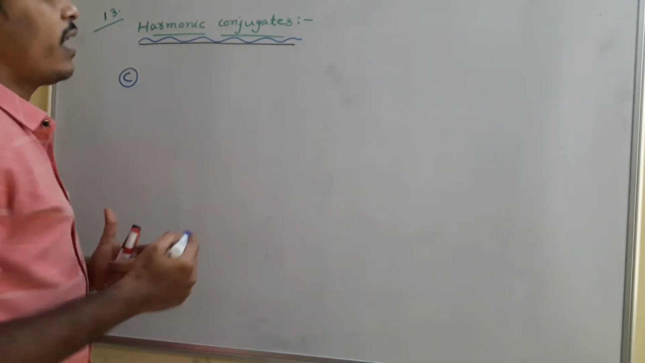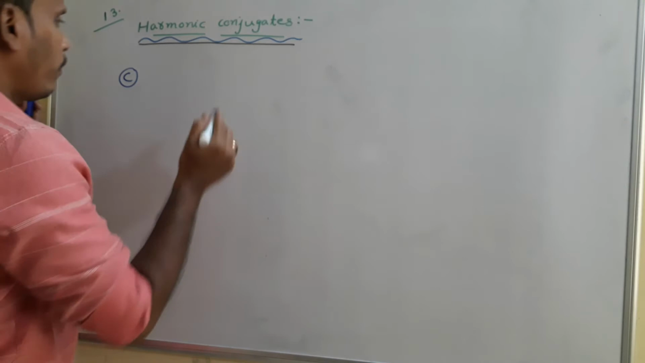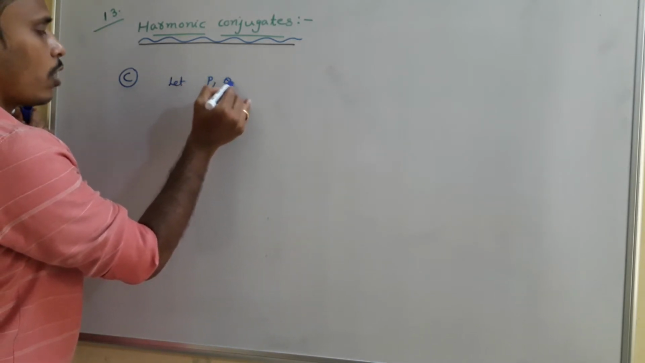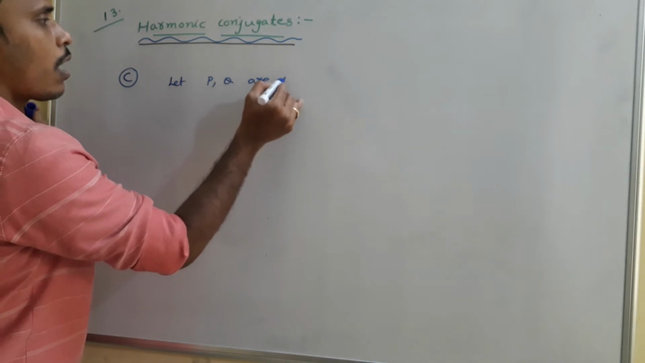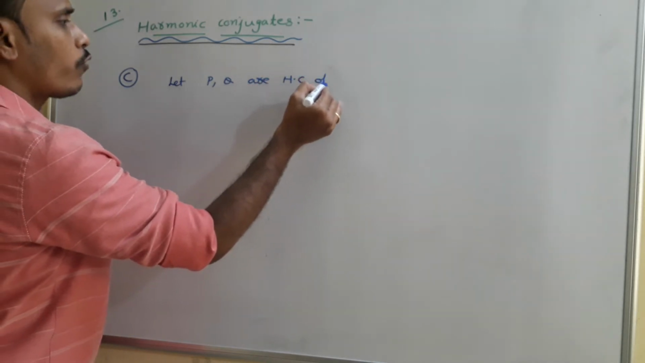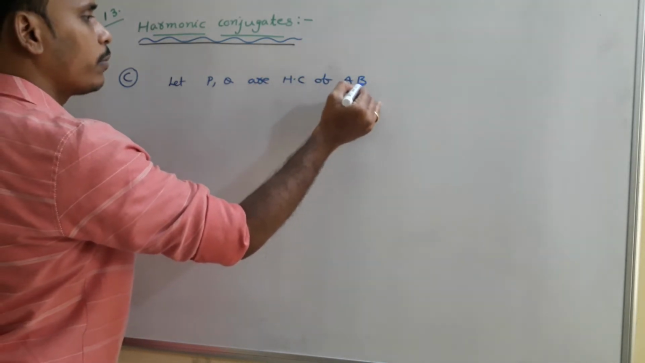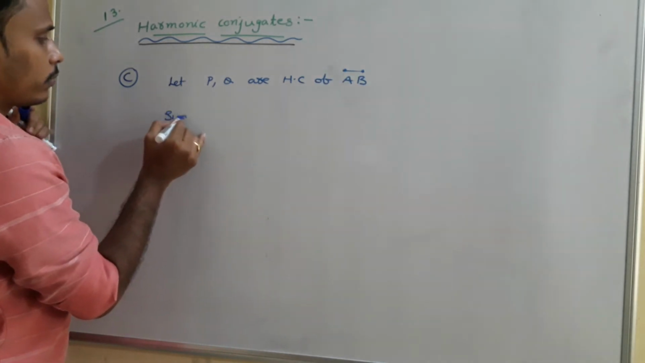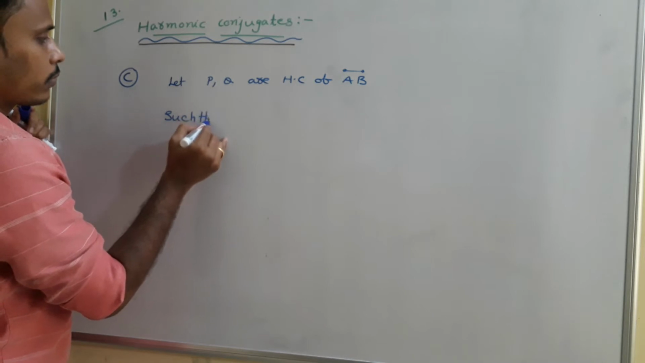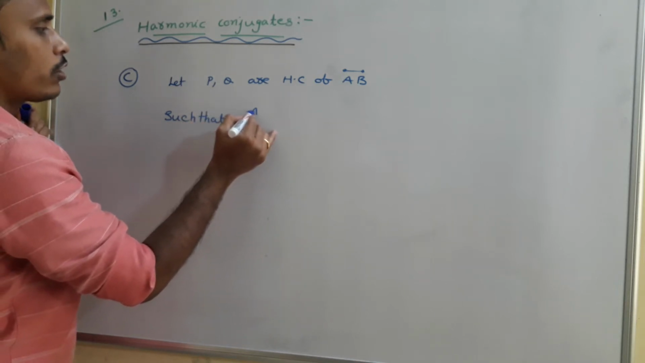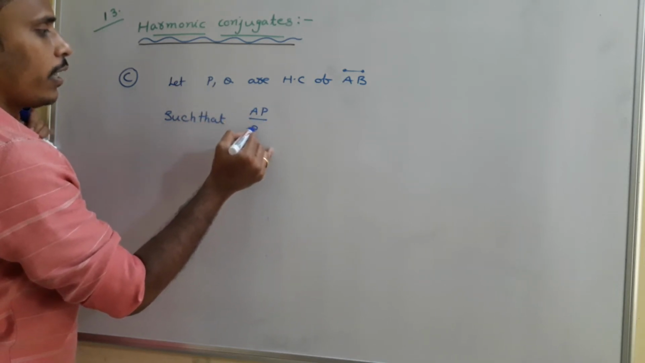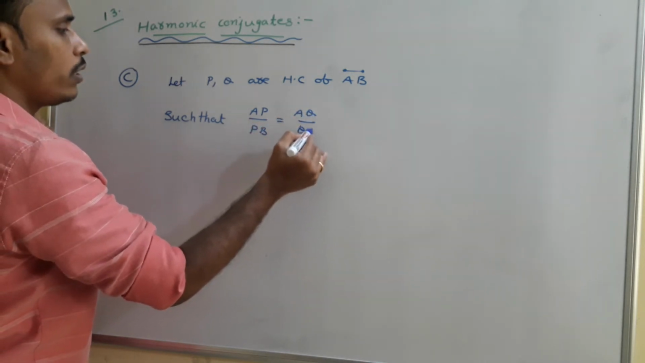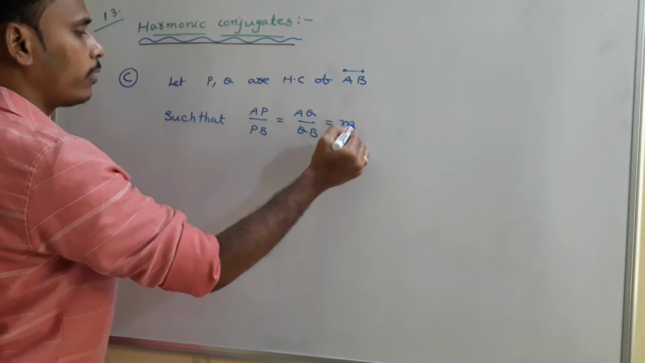So next idea related to the harmonic conjugate. First, let P and Q be harmonic conjugates of the line segment AB, such that, since they are harmonic conjugates, the ratio will be the same. AP by PB is equal to AQ by QB is equal to M is to N.